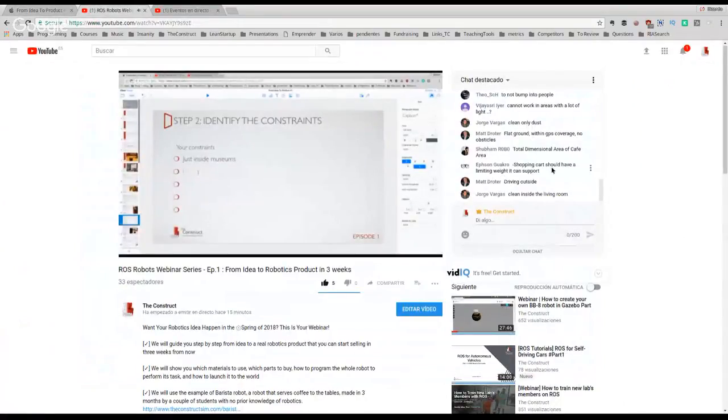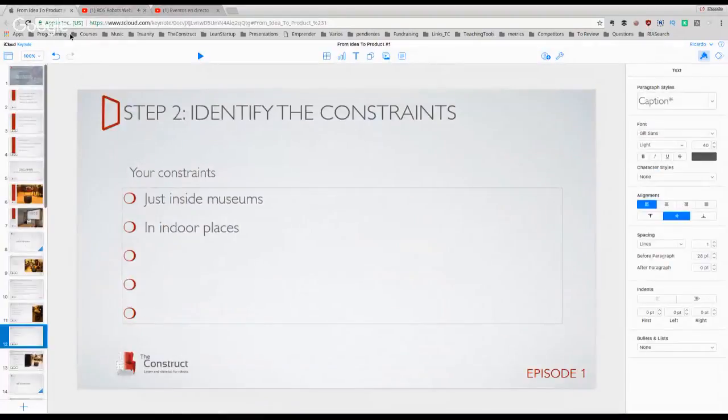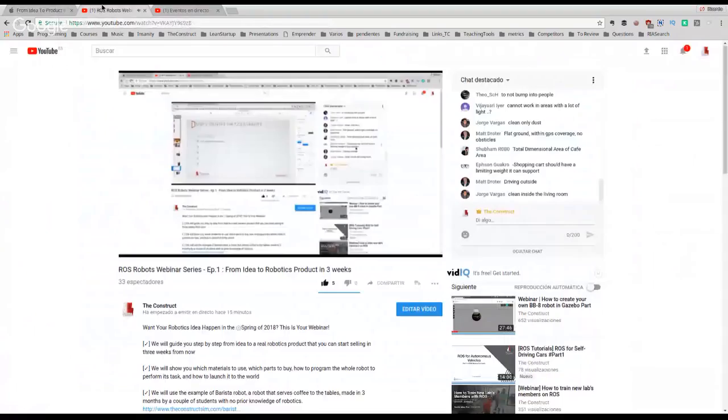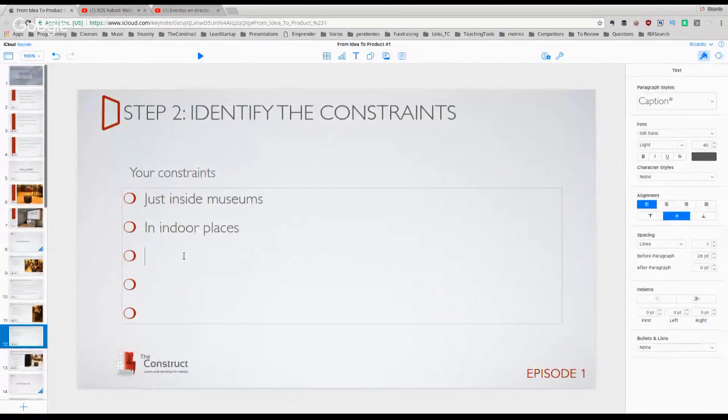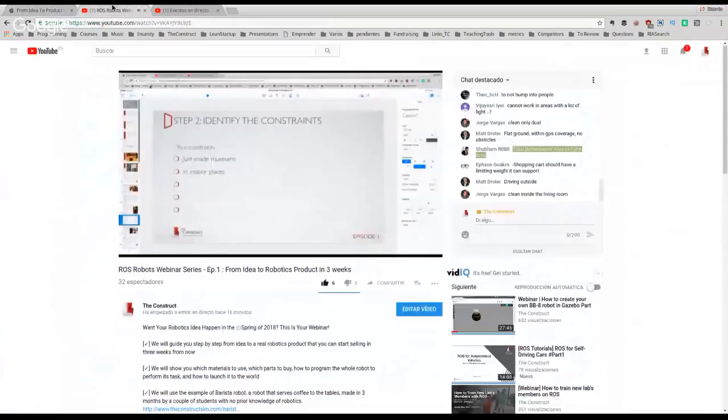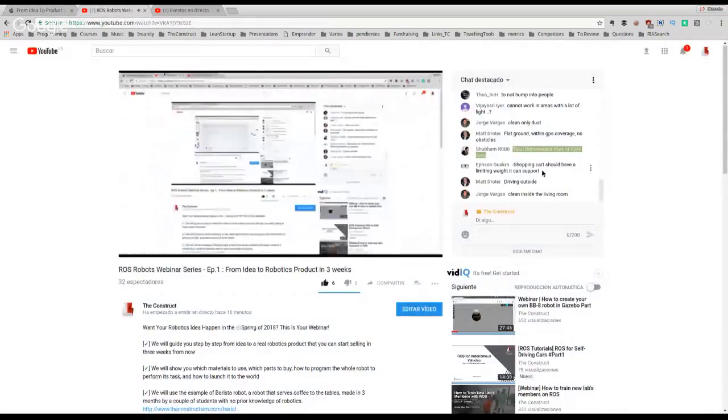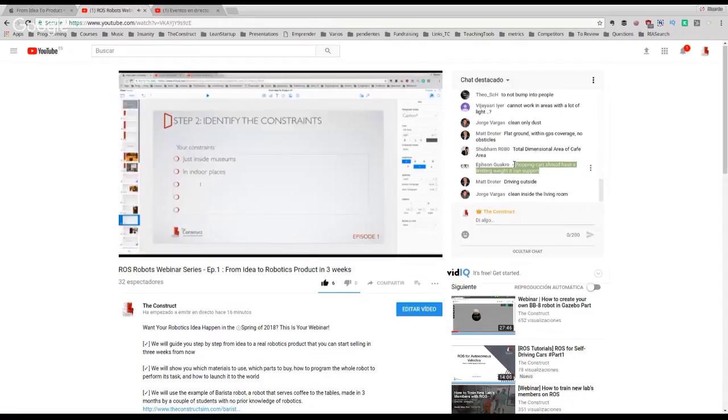Then total dimension area of the cafe area. Yes, that's another possible one. So let's copy here, total dimension area of the coffee area, for example. So it's a restriction. Shopping cart should have a limiting weight it can support. Or Matt is saying driving outside.